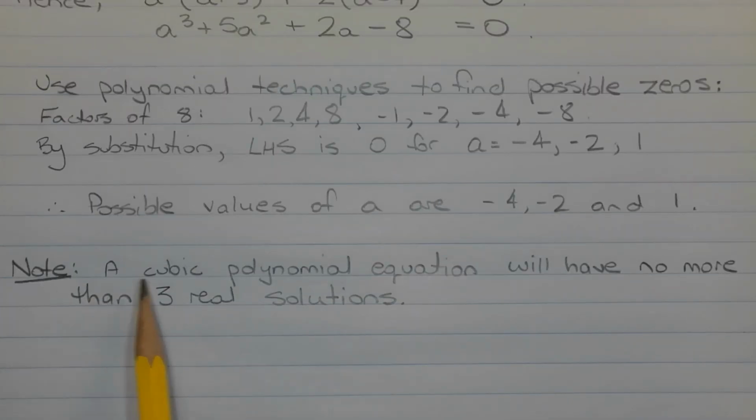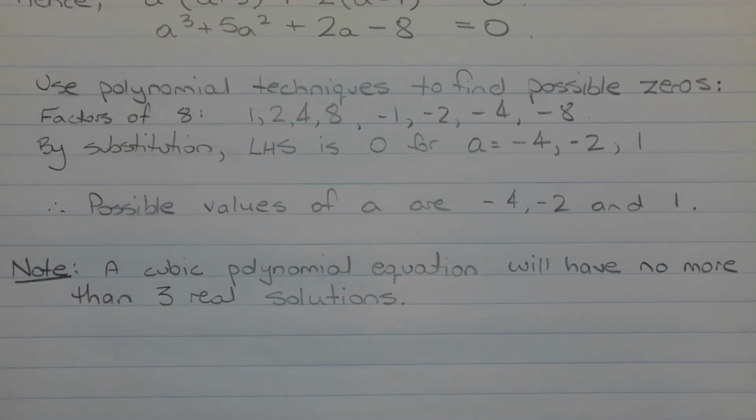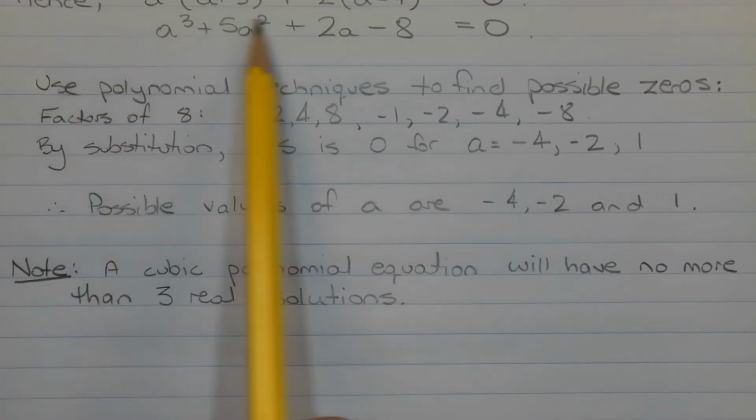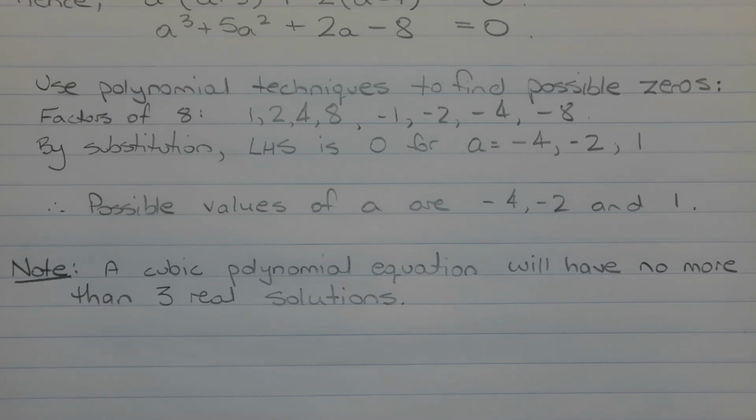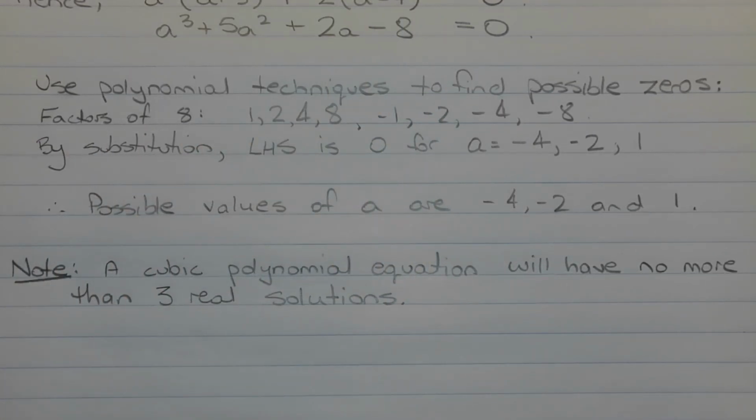As a side note, a cubic polynomial equation, that is a polynomial equation of degree 3, similar to the equation that we just solved, will have no more than 3 real solutions by the fundamental theorem of algebra. And it just so happens that we found 3 real values of a, that is negative 4, negative 2, and 1, that satisfy this equation, which is why we can end the solution at that point. If we only found one possible value of a by considering factors of the constant term, we may then need to use polynomial division to try and find other possible values.